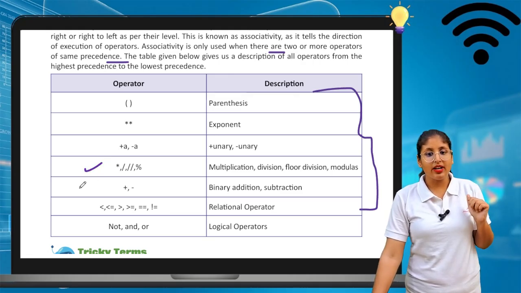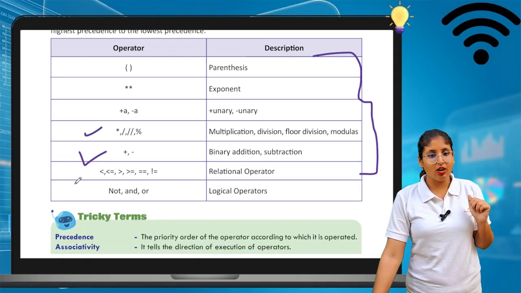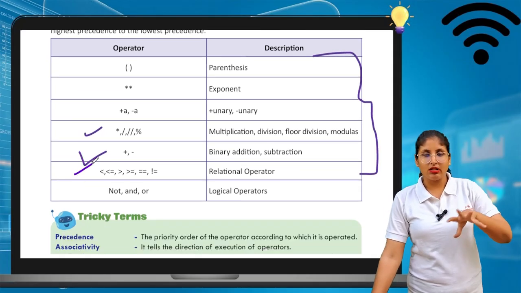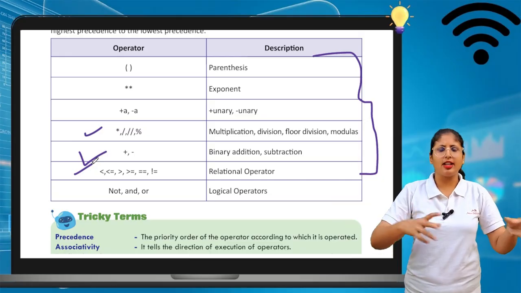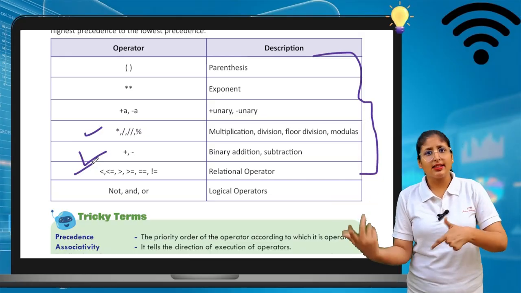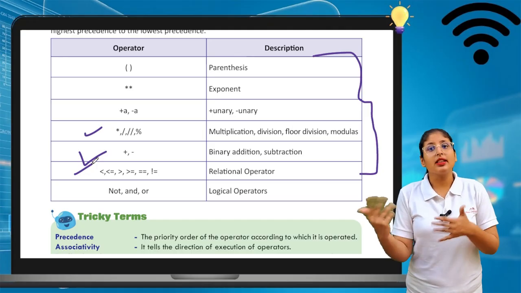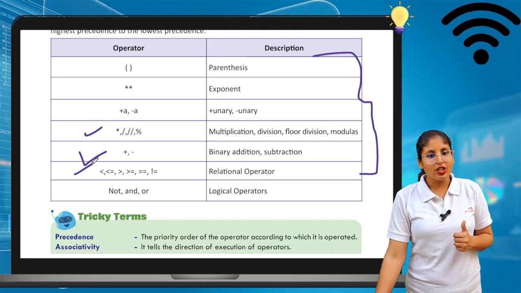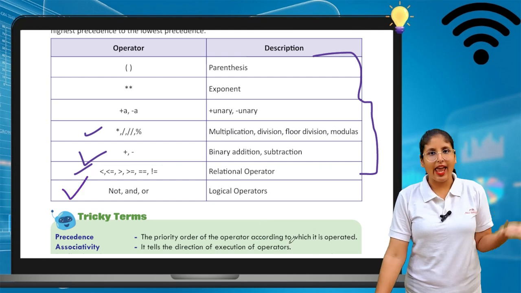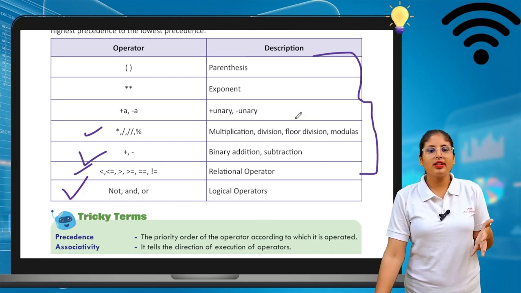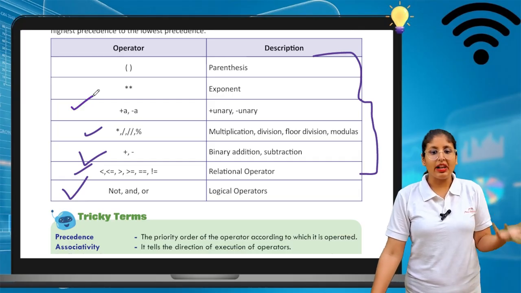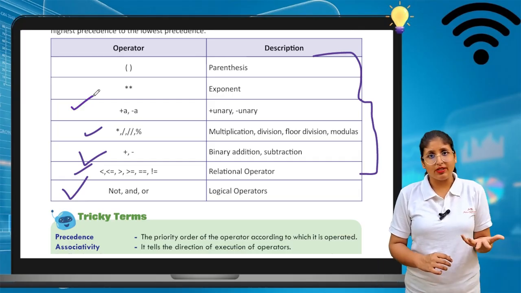This is binary addition, subtraction. These are the relational operators, because we are showing the relationship whether it is greater than, less than, equal to, less than or equal to, greater than or equal to, all these things. And the logical operators are not, and, or. These things we already discussed. What is unary? What is binary? What are relational operators? What are logical operators?